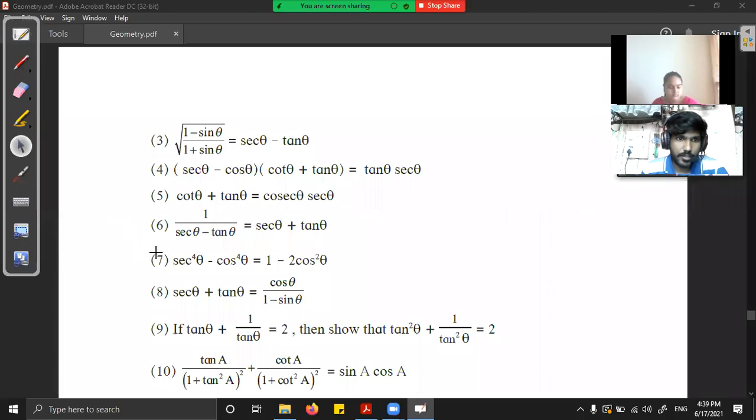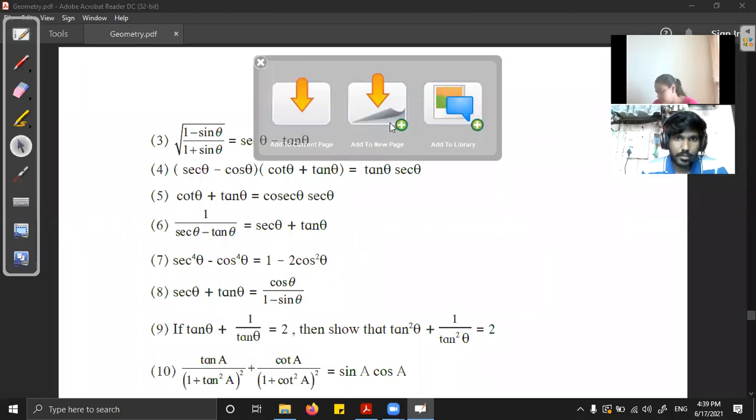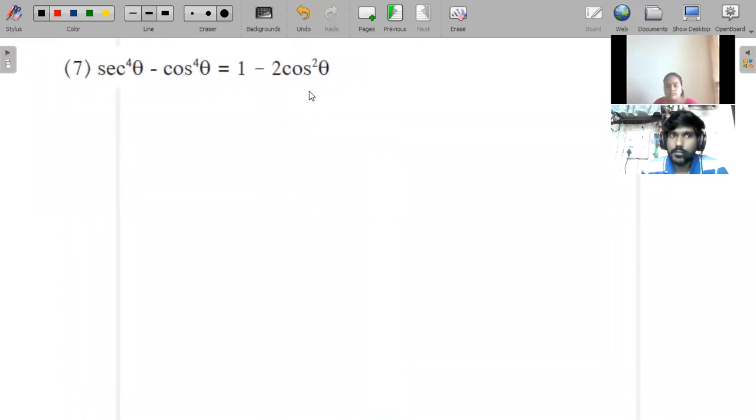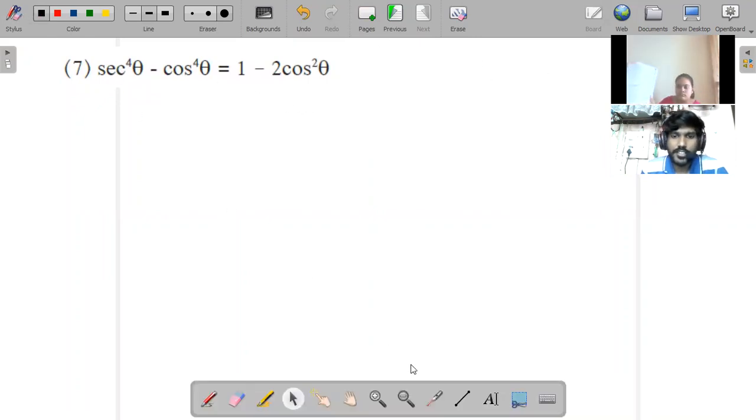So next one is the 7th one. Okay, do you have the textbook with you? Yes. Can you, in your textbook, just see the 7th question? Is it matching to this? Just read it. Seventh question, right? Sec raised to 4 theta minus cos raised to 4 theta equals 1 minus 2 cos square theta.